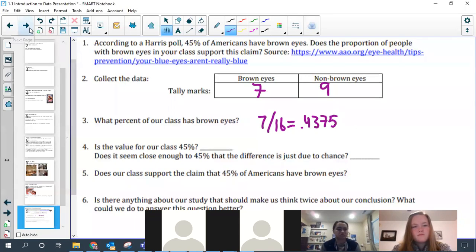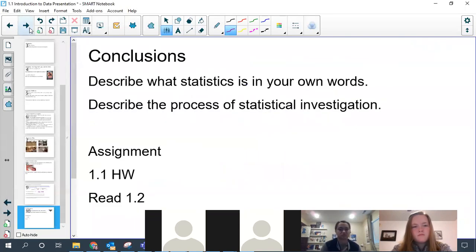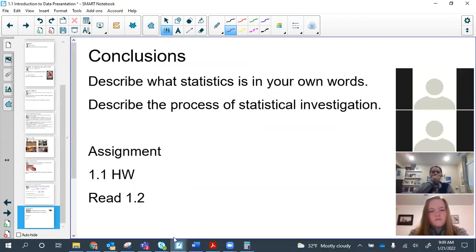So with that in mind, I want you to just think about this for a second. Do you feel like you understand what statistics is? Do you feel like you understand the process of statistical investigation? Try to just in your own brain summarize what both of those are.